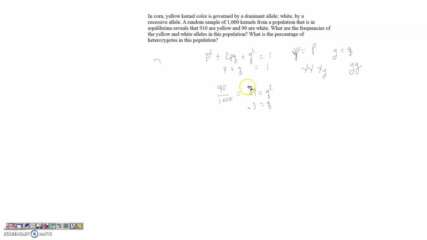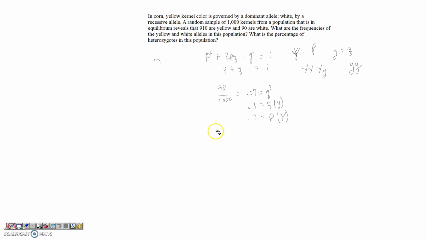And then if I substitute 0.3 into the equation p plus q equals 1, that tells me that 0.7 is going to be p, or the dominant, right? This would be the dominant allele, capital Y, 70% there, and that recessive allele is only 30% of the population. All right, that answers the first part: what are the frequencies of the yellow and white alleles in this population? Frequency of the white allele is 0.3 or 30%. Frequency of the dominant allele is 0.7 or 70%.